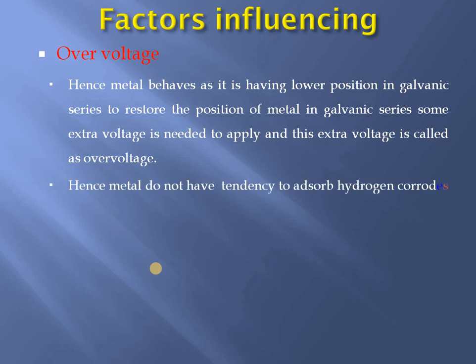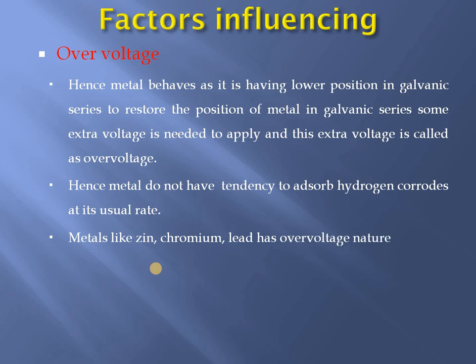Hence, a metal that does not have a tendency to adsorb hydrogen corrodes at its usual rate, and a metal which has a tendency to adsorb hydrogen corrodes at a lower rate. Metals like zinc, chromium, lead have overvoltage nature.